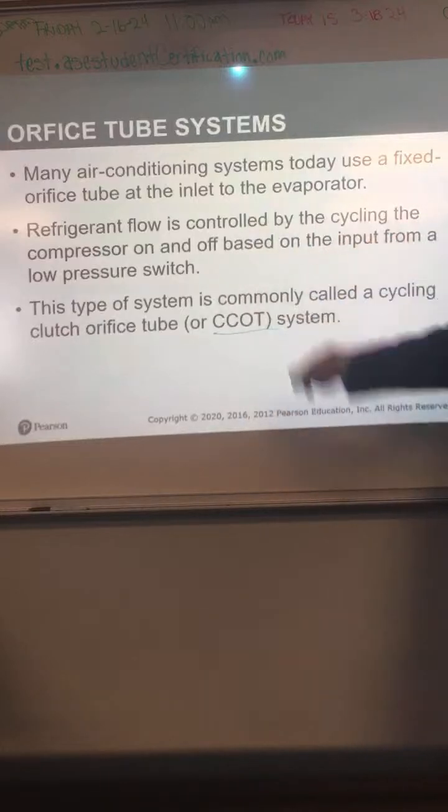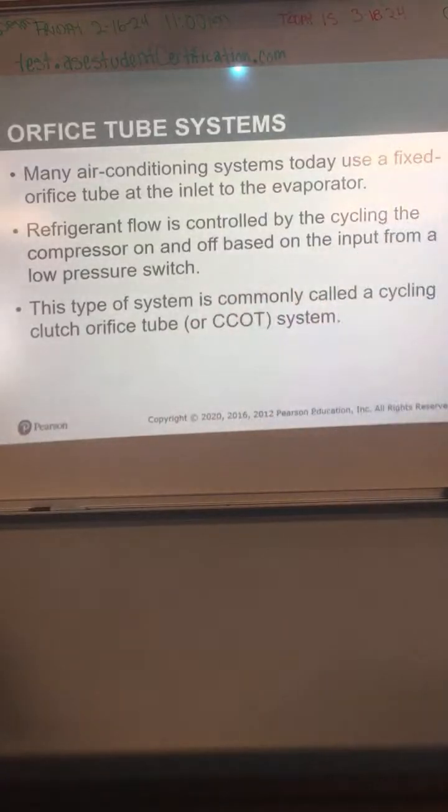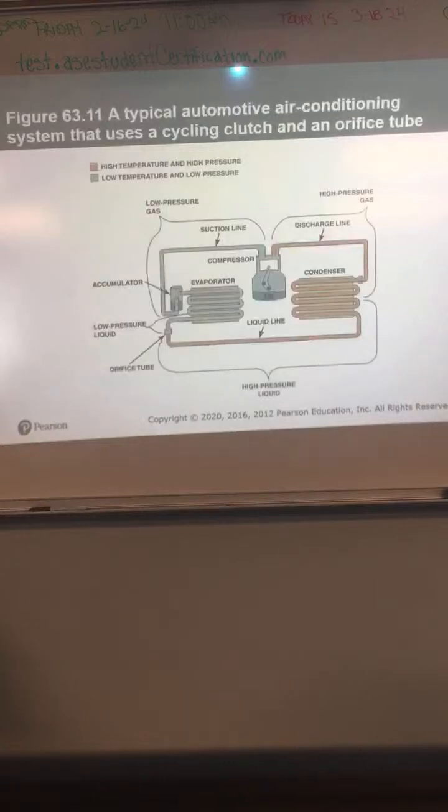Refrigerant is controlled by the cycling of the compressor on and off through a low pressure switch. That is basically an orifice tube system. So the CCOT turns the compressor on and off, through a low pressure switch. It's the only way it can regulate the flow, because the fixed orifice tube does not change in size. It can't regulate the flow itself. So the flow is regulated by turning the compressor on and off. Here's a typical system that uses a cycling clutch orifice tube system.